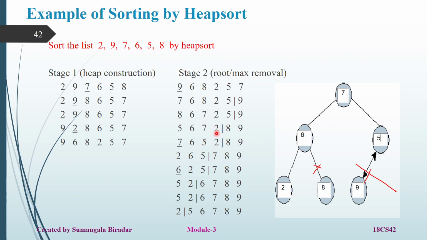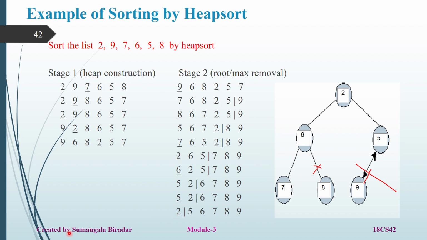This is after swapping. What are the elements you got now? 7, 6, 5, 2 here. These two elements, assume that you already deleted. After constructing the heap tree, next you have to delete this root node once again. For deleting, what is the procedure? You have to swap the last node and the root node. If I swap, 2 goes there, 7 comes here.